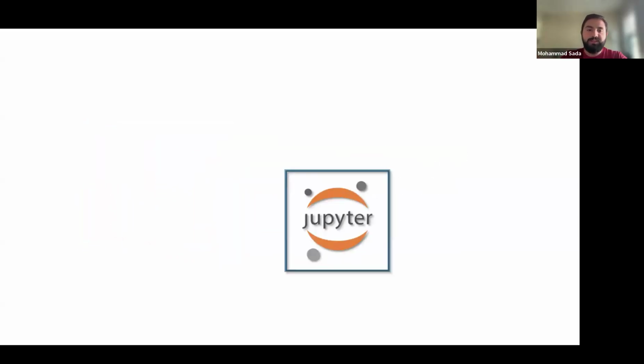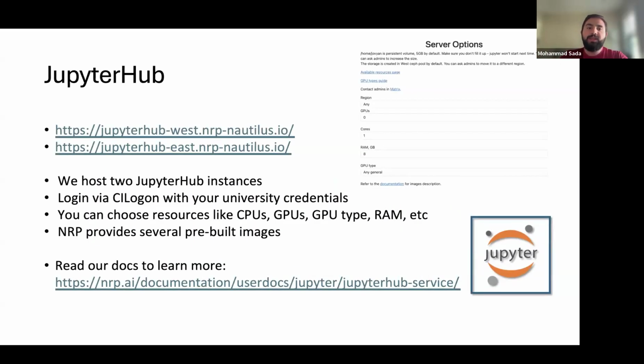For now, just to explain NRP's Jupyter Hub. NRP has two Jupyter Hub instances, which are Jupyter Hub-West and Jupyter Hub-East, both of them at nrp-nautilus.io. Those are managed by us, the admin team. And of course, login to them is through CI Logon, through an authentication platform that we use that is called Authentik. If you're part of a namespace or a group, you're granted access.